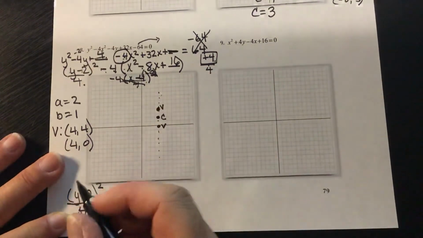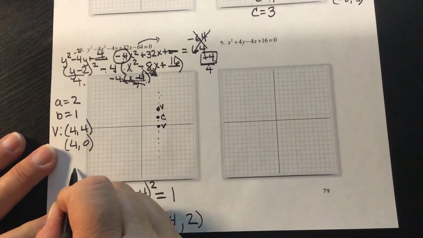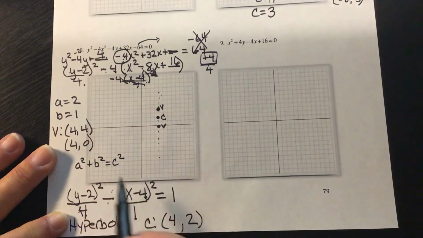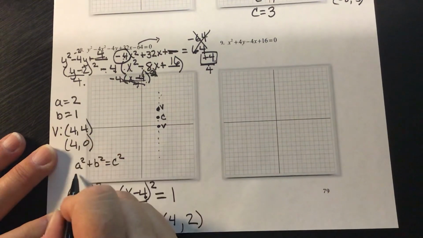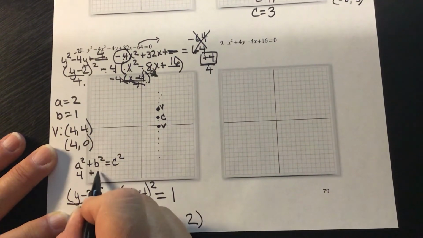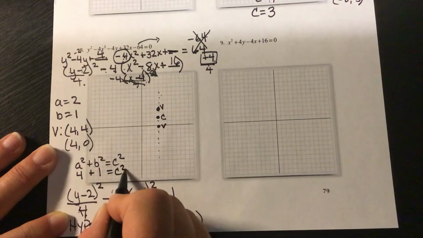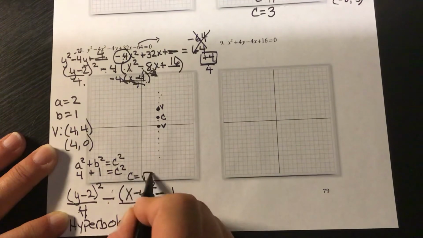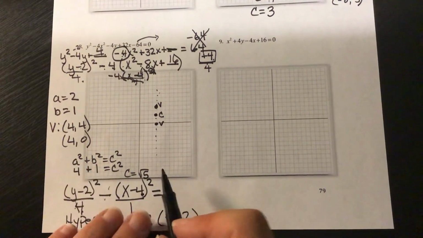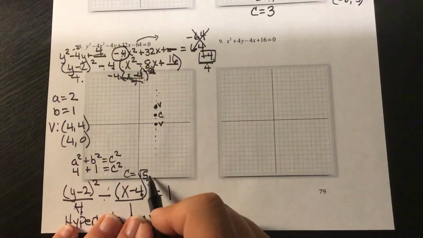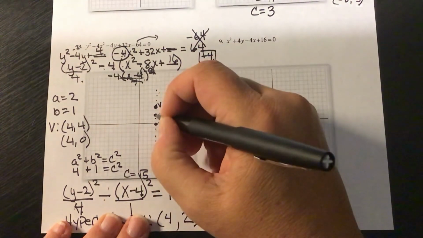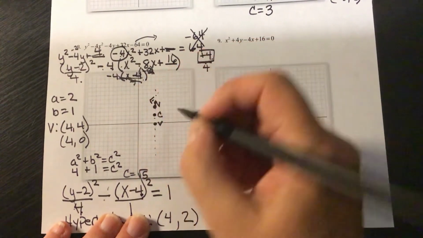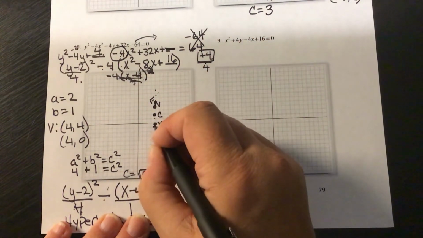So my foci comes from a squared plus b squared equals c squared. My a squared value is 4. 2 squared is 4. 1 squared is 1. So c squared is 5, and c is the square root of 5. So the square root of 5 is a little bit more than 2. So from my center, I'm going to go up 2. Here's my foci, very close to my vertices.